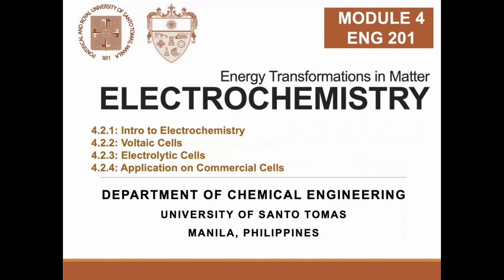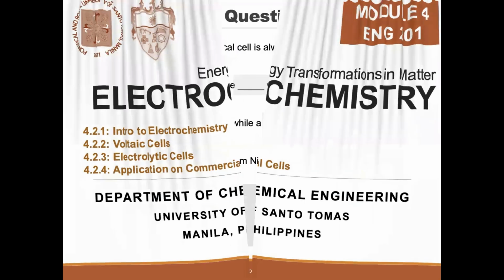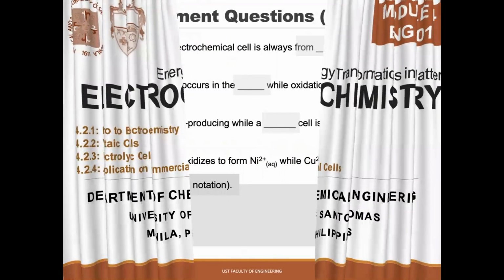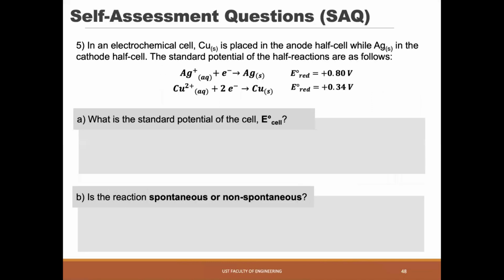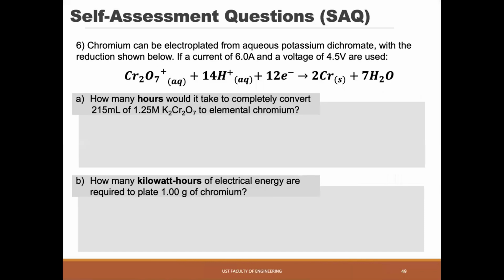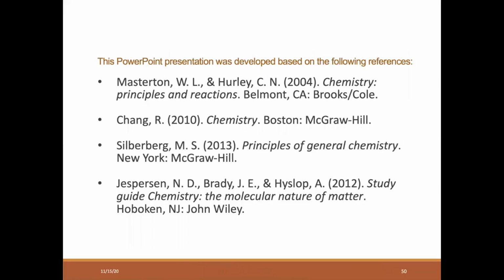So now that we have finished Module 4.2, I hope that you're ready for our self-assessment questions in order for you to reinforce the knowledge that we have learned. These SAQ questions would be composed of 3 conceptual questions and 3 computational ones, focusing on cell notation, standard cell potential, as well as problems related to electrolytic cells. If you need further reinforcement about the concepts, please visit the following references if you have time.